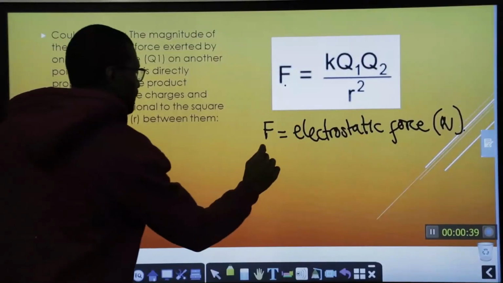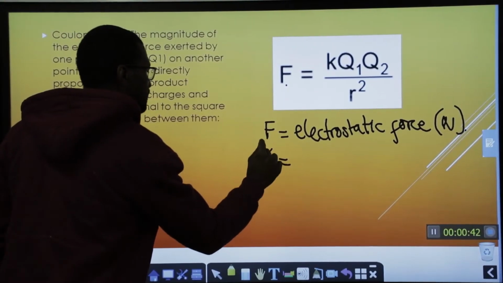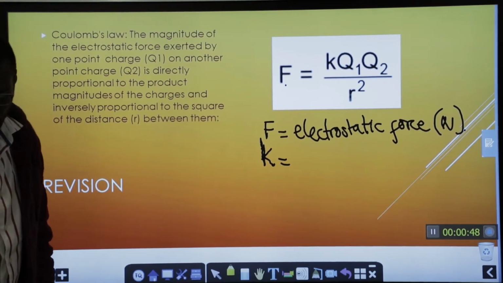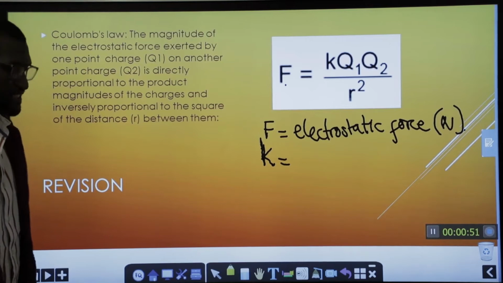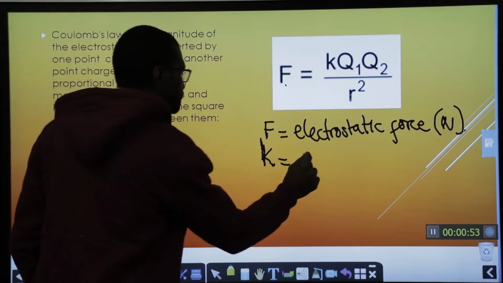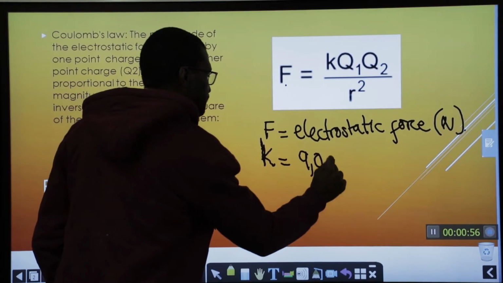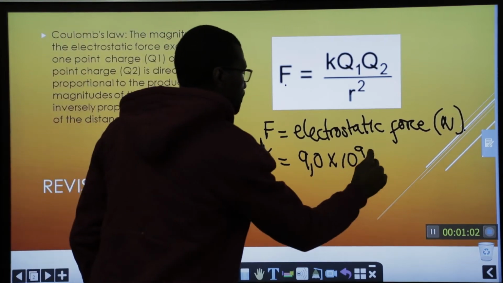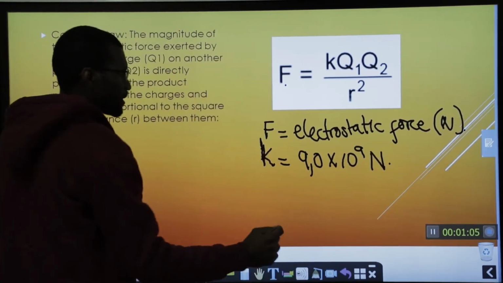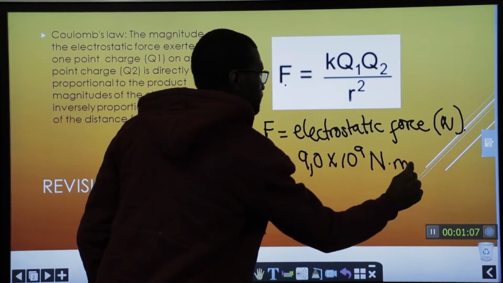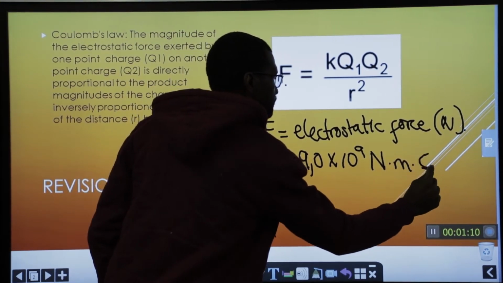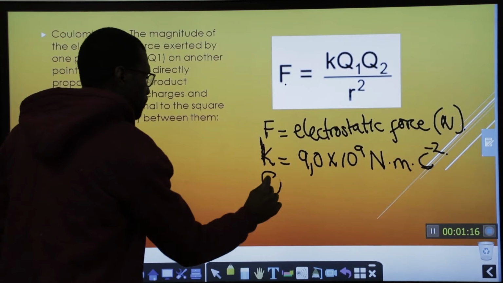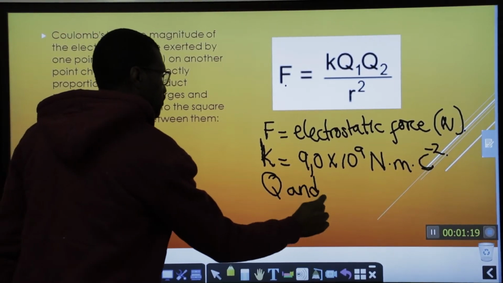The next one is K, which is called Coulomb's constant. The value of Coulomb's constant is also found at the back of your exam paper, and it is equal to 9,0 times 10 to the power of 9 newton meters squared per coulomb squared.